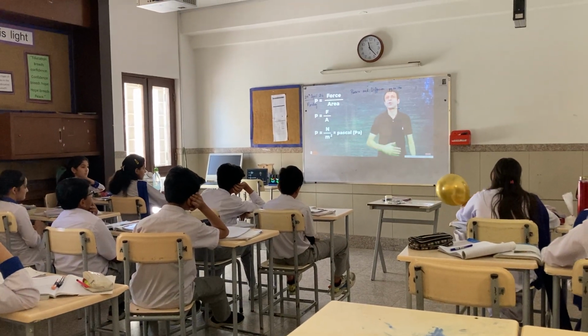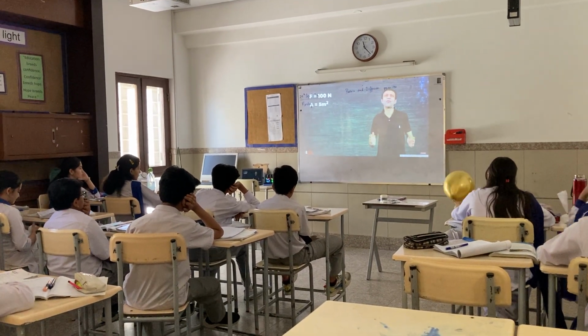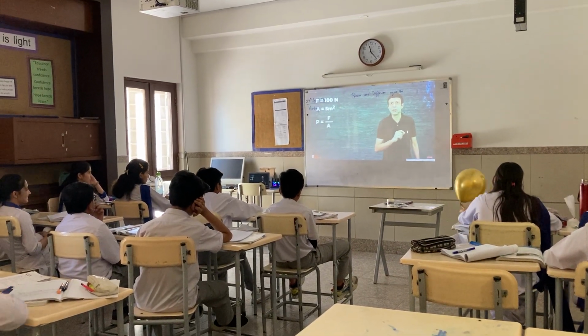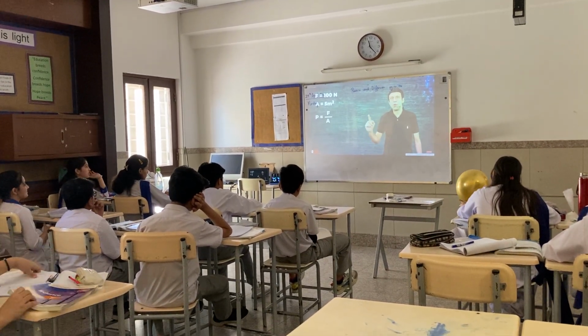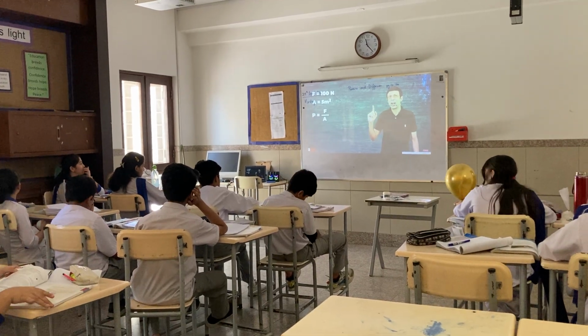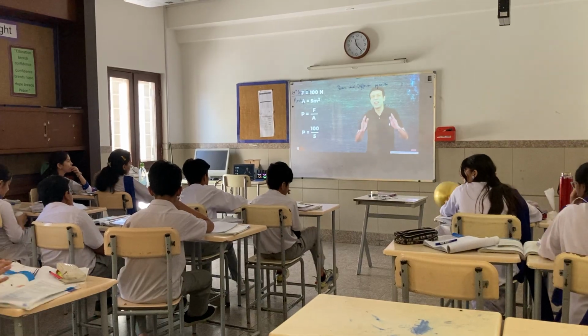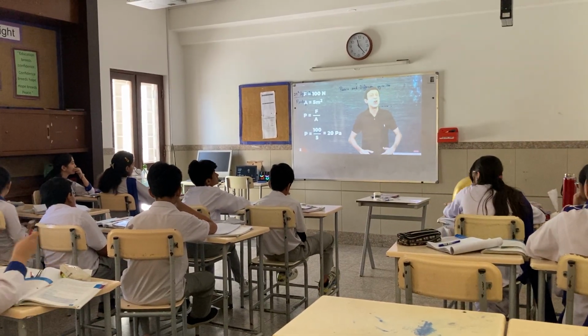Now let's say there is a force of 100 Newton and the area is 5 meters square. So what will be the pressure? The pressure formula is force by area. So that's 100 Newton divided by 5 meters square. So the pressure is going to be 100 by 5, which is 20 Pascal.